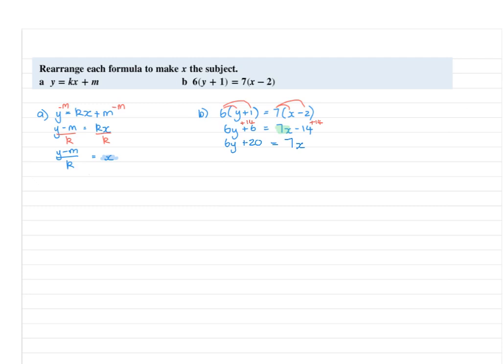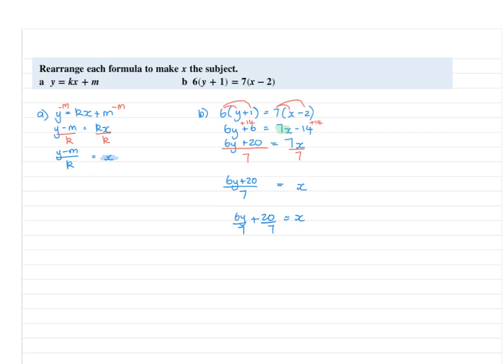7x means 7 times x, so divide both sides by 7 to find out the value of x, which means x is equal to (6y plus 20) over 7. Another way of writing this fraction is actually 6y over 7 plus 20 over 7 is equal to x.